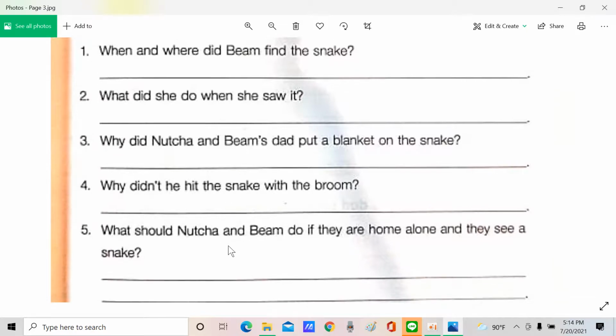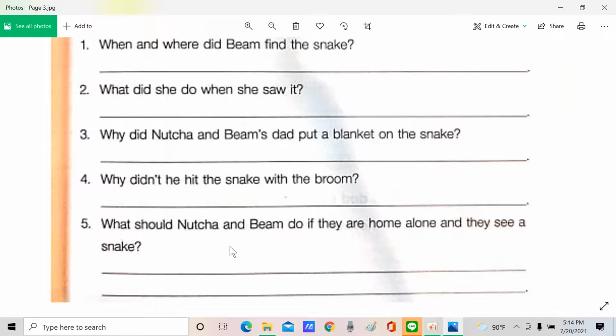5, what should Natcha and Beam do if they are home alone and they see a snake? So maybe next time Natcha and Beam will be alone in their house. Like their father, their mother won't be there. They're only the two of them. What do you think they should do if they see a snake? So you have to write the answers in the blank.